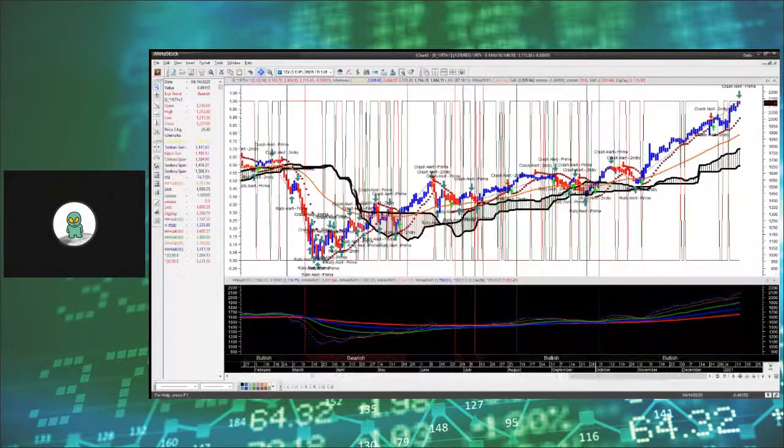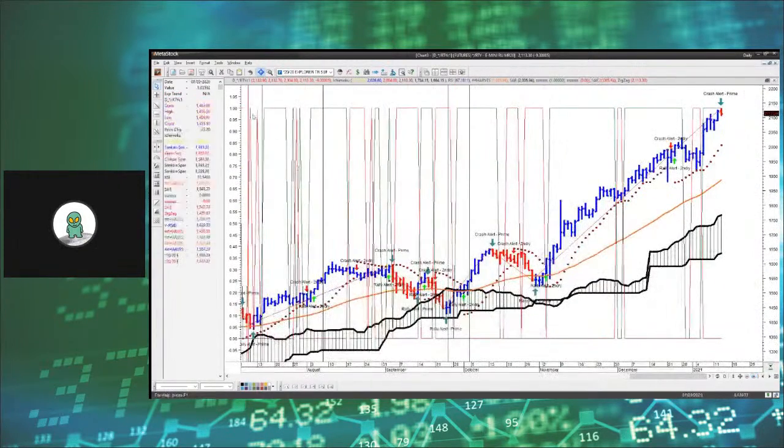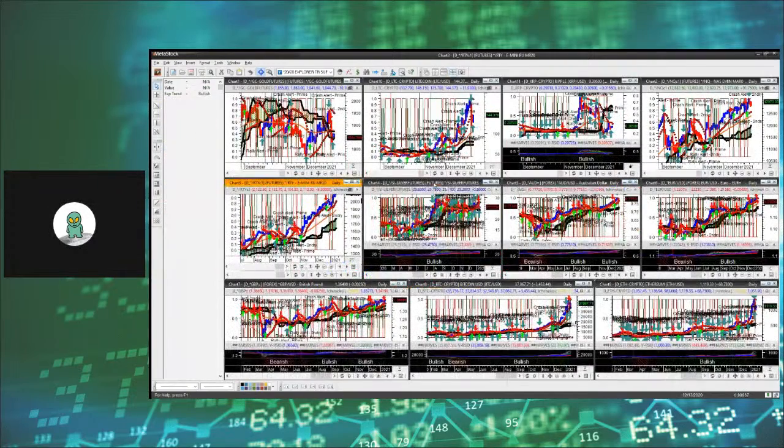All right, here is your Russell. Pull this one up. Give me just a second. All right, so the Russell here has this crash alert now on it. Trend line resistance down here is your initial target. We'll see what happens there.